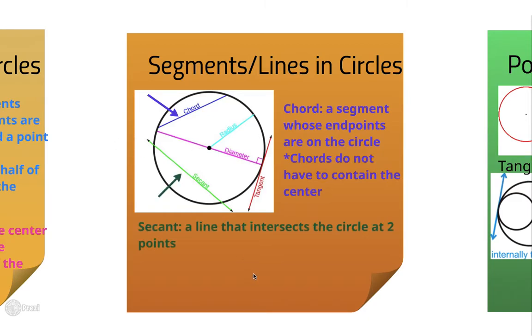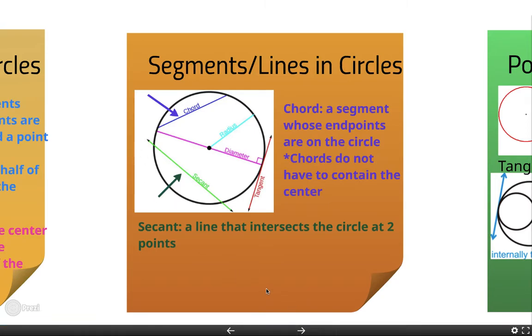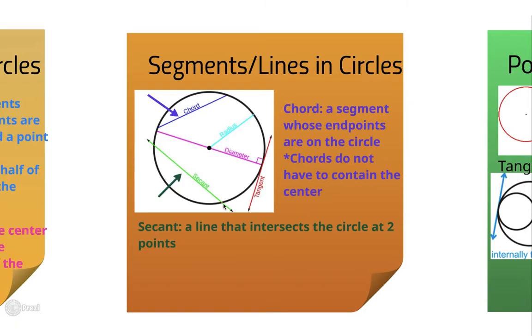Okay, this line right here, which is similar to a chord, is called a secant. A secant is a line that intersects the circle in two points. So it slices through the circle and hits in two points. Like this one hits it right there, bam, and right there. Within a secant line, there is a chord, because if you take the segment from here to here, both of those endpoints are on the circle, which means that's a chord. So chords are within secants. Secants have to be a line, chords have to be a segment, so watch yourself.